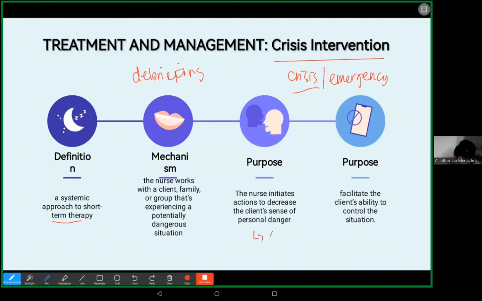So what we do here is, number one, we resurface what happened to the patients or to the group. Then we identify what are the actions that we can do in order to decrease the effects of this crisis to the group or to that person. And this is also to facilitate the client's ability to control the situation. What are the things that the patient can control in the meantime during the crisis?